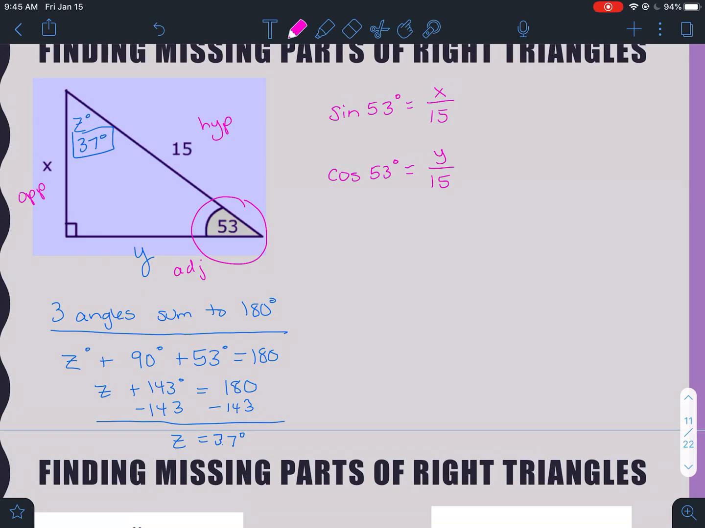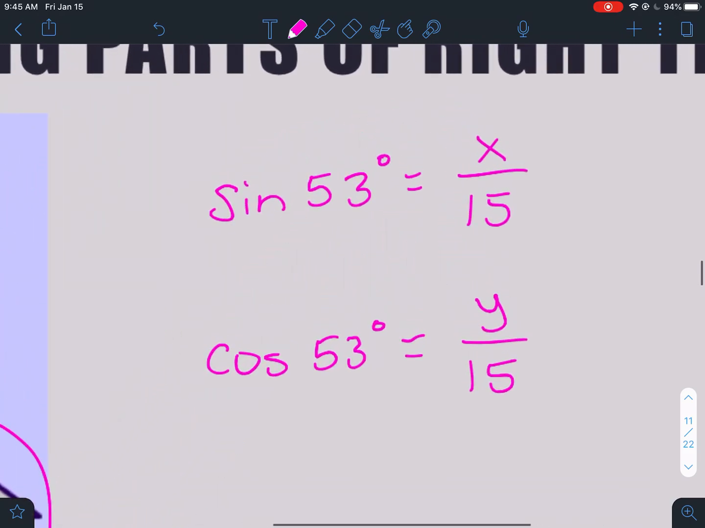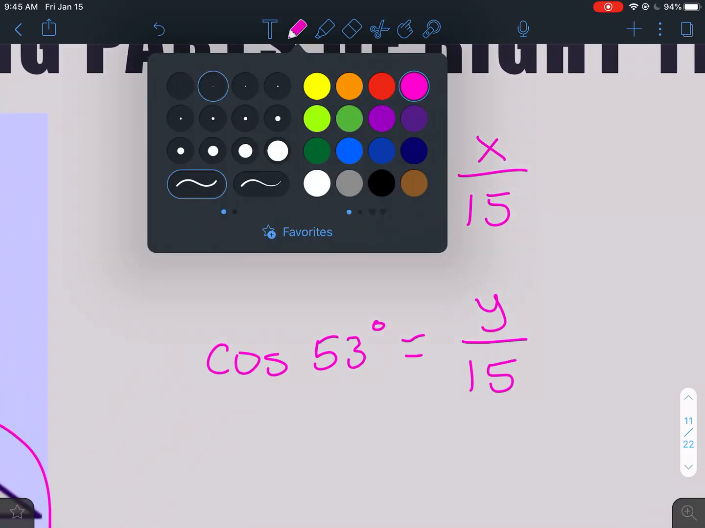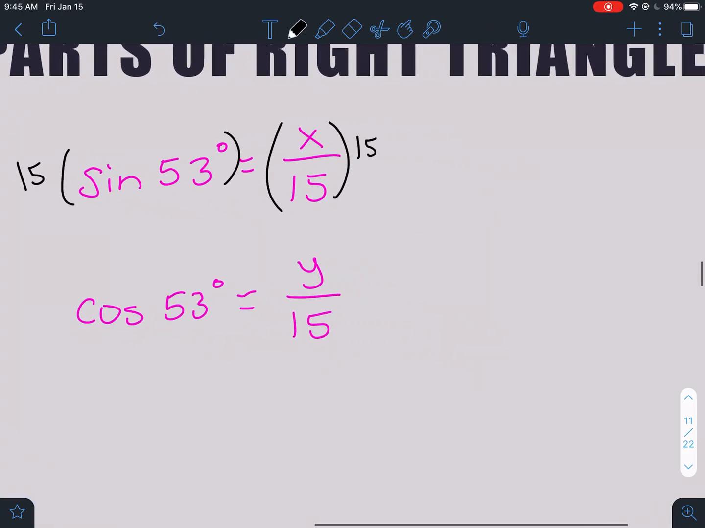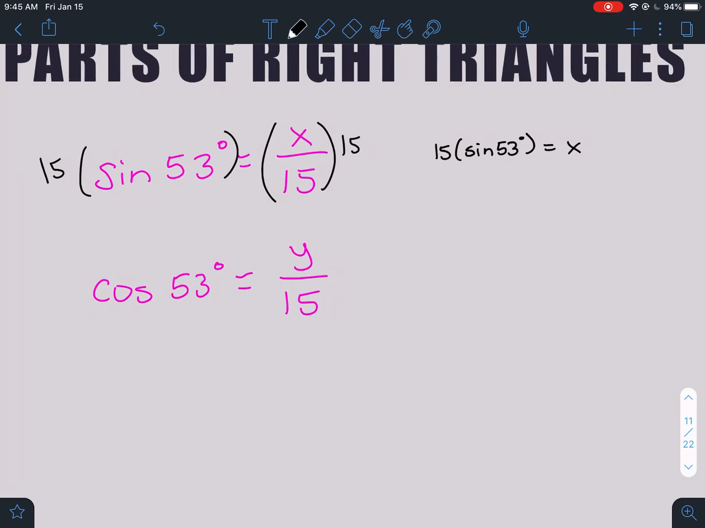And notice, now I have 2 equations, and one only has x in it, and one only has y in it. So now I want to solve each of those, one for x and one for y. Let's solve this equation right here for x. How do I get the x by itself? Well, right now it says x divided by 15. So to get rid of dividing by 15, we're going to multiply both sides by 15. So now I have 15 times the sine of 53 degrees is equal to x.